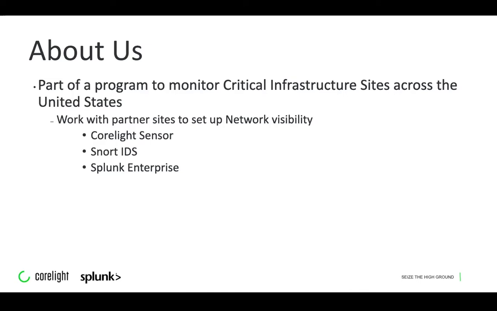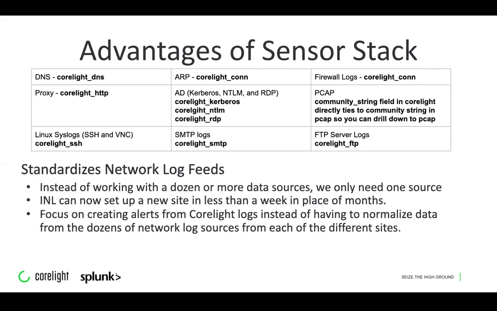The primary makeup of these sensors is that we put a Corelight sensor in to tap north-south and east-west traffic. We put a Snort IDS sensor in there, and we send all of that information into Splunk Enterprise. One of the big things that this sensor stack, and primarily Corelight, has given us is the ability to have a one-stop shop for all this information.